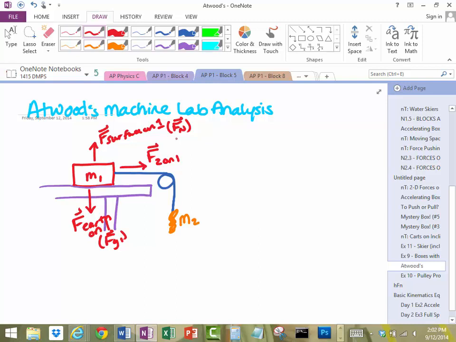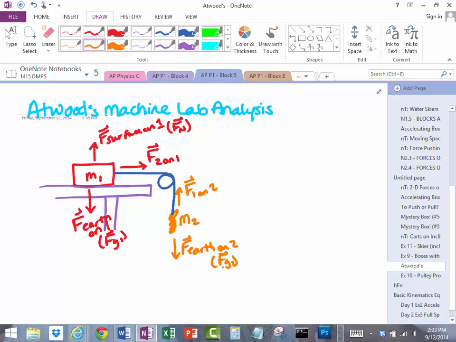Okay. And then what about on M2? Somebody else, somebody new. Talk to me. Go. Force of M1. Okay, and which way is that? Oops, force of 1 on 2. Fantastic. What else you got? Anything else? What's that? Earth on 2. FG2. Okay, life is okay.